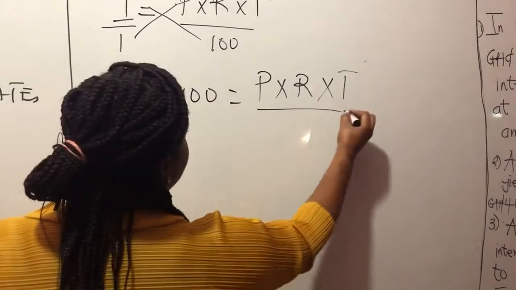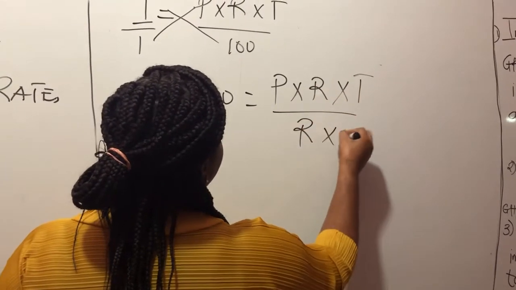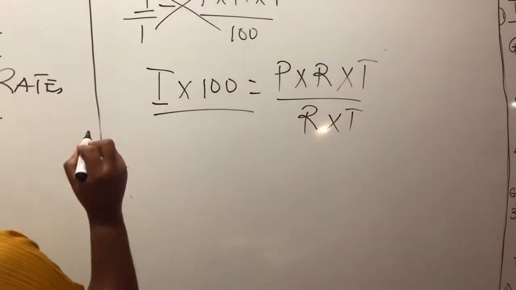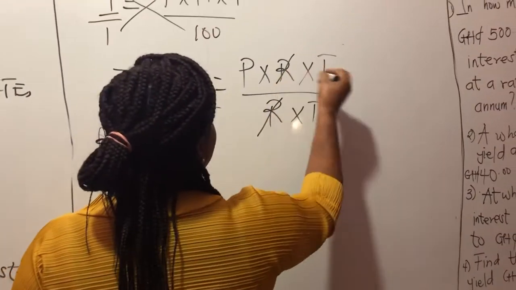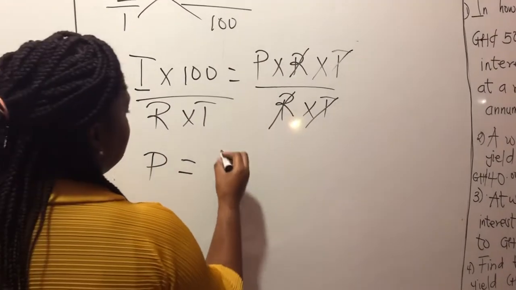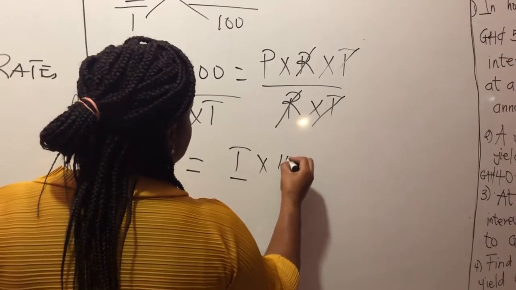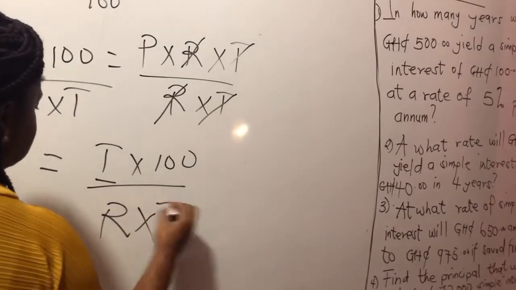So we divide through by what? R and T. So R times T. We do same for the other side. So R cancels R, T cancels T. Then we have principal is equal to what? Interest times 100 all over rate times time.